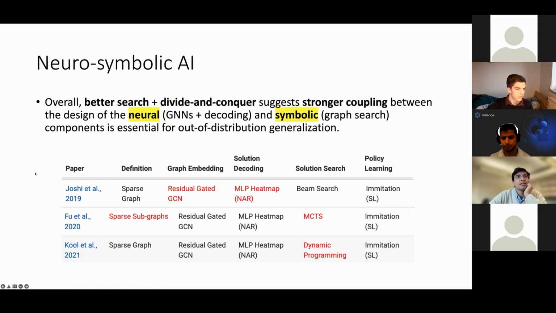So what does this actually say? Better search and divide and conquer type strategies suggest that you need a stronger coupling between the design of the neural component, so the graph neural network and the decoding, combined with the symbolic or search component. I think these two works really were showing that you can generalize out of distribution really well if you set up your search in a very smart way. You can get a lot of mileage out of searching in a smart way.